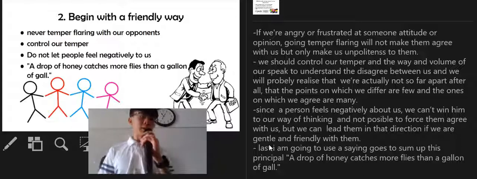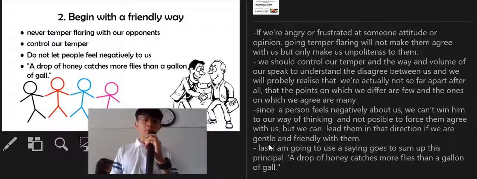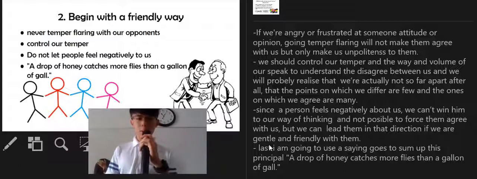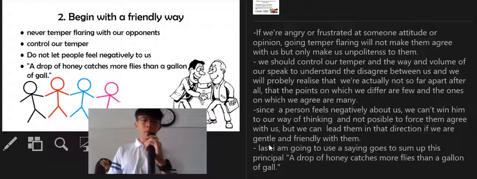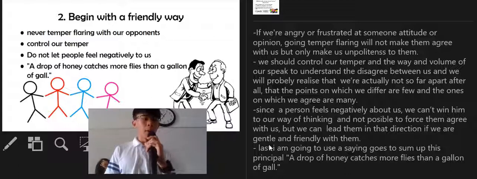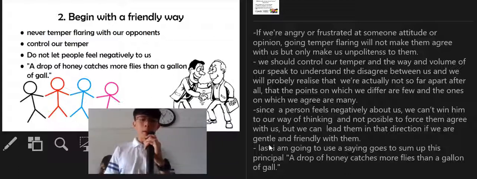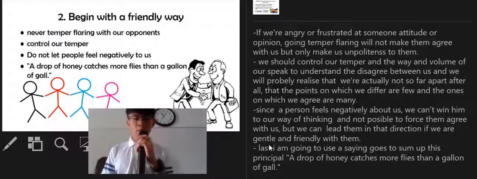The second one is to begin in a friendly way. Never lose our temper with our opponents. If we are angry and frustrated at someone's attitude or opinion, losing our temper will not make them agree with us but only make us pointless to them. We should control our temper and the way and volume of our speech to understand the disagreement between us, and we will probably realize that we are actually not so far apart at all, that the points on which we differ are few and the ones on which we agree are many.